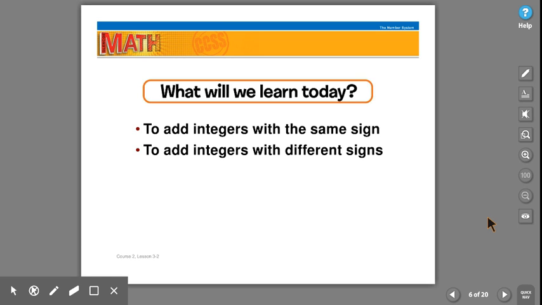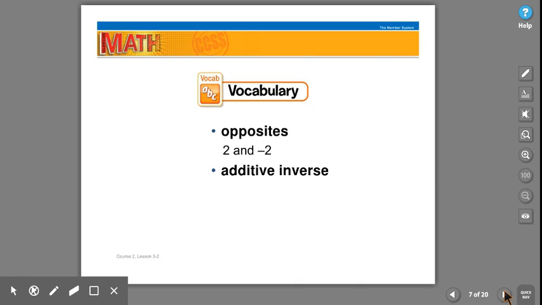Hi there. Today we're going to discuss Lesson 2, Add Integers, on page 203 of your textbook. What will we learn today? Today we're going to add integers with the same sign, and we're going to add integers with different signs. Vocabulary you need to know for today are opposites and additive inverse.